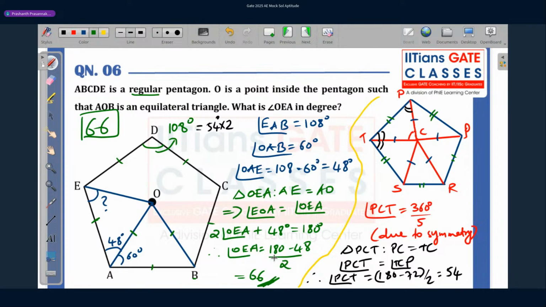Any doubt in any step? What about others? Gangaraju? Unnati? Angle EOA, yeah, what about it? What about angle EOA, Gangaraju?